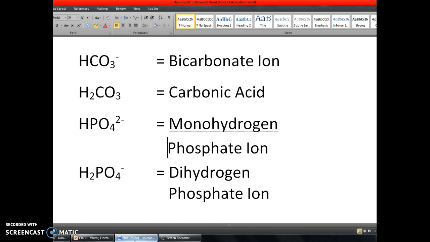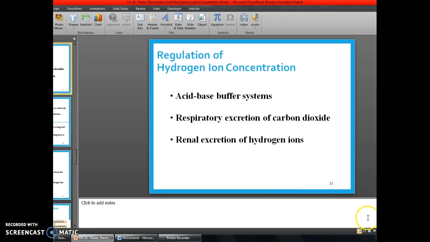All right. Down at the bottom, we've got monohydrogen phosphate ion. So that's a hydrogen, phosphorus, and 4 oxygens, and it has a charge of -2. And then we have dihydrogen phosphate ion. So that's 2 hydrogens and then that phosphate group, and it has a charge of -1. All right, so that was a lot. I know that's just notes to write down, but let's look at why that's important on this next slide.